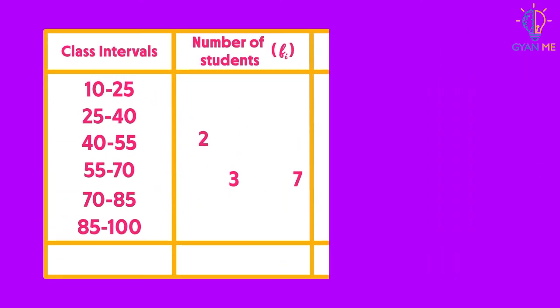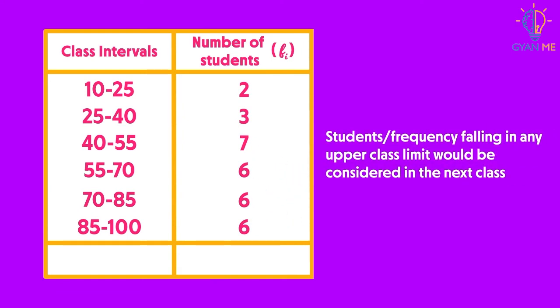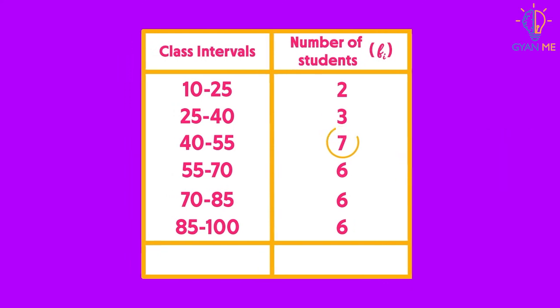Remember, while allocating frequencies to each class interval, frequencies falling in any upper class limit would be considered in the next class. For example, say students who have obtained 40 marks would be considered in the class interval of 40 to 55 and not in the class 25 to 40.